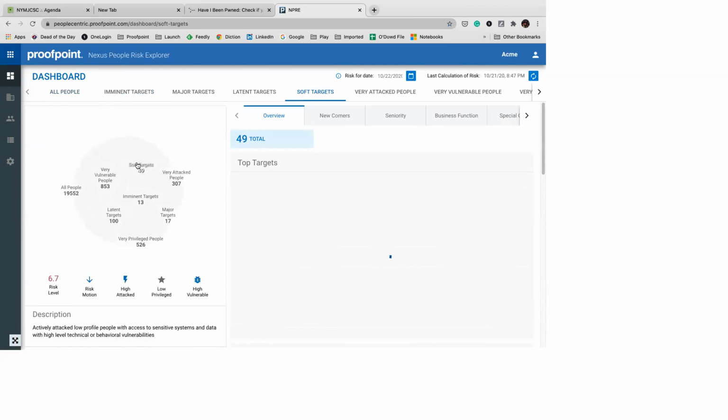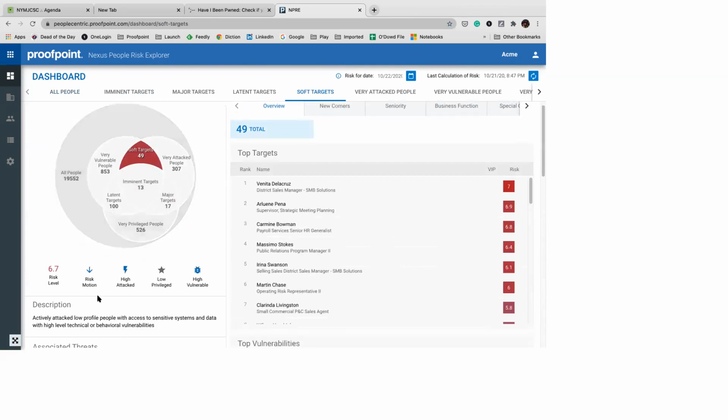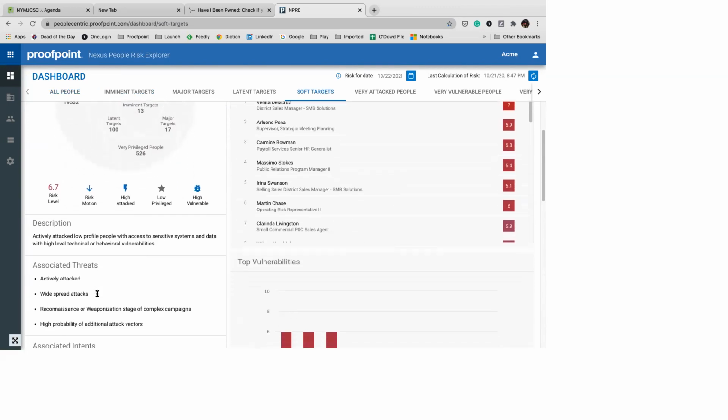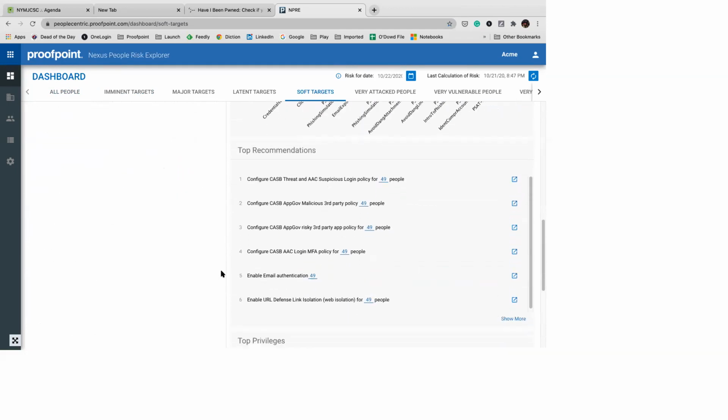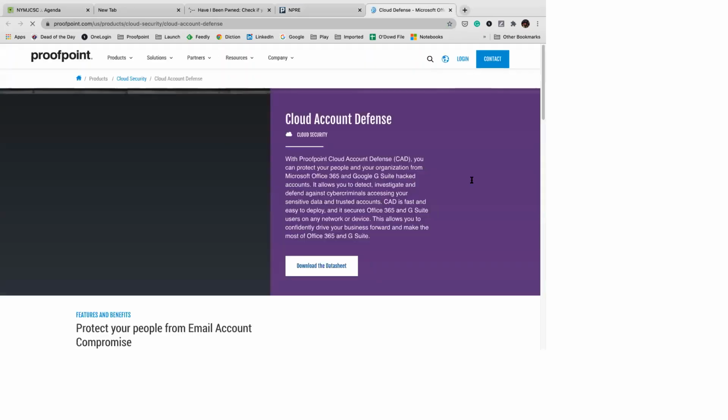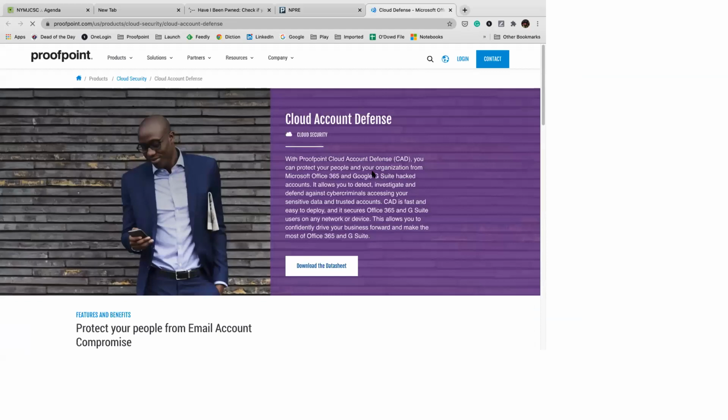So we go back to Giovanni's group, the soft targets, and not only with the individuals, but with these groups, we can see the associated threats, right? And then we can see that also going down, top recommendations. And here's where you would learn how to reduce risks actually related to these people. And it's all in context of these groups. And what's really nifty here is that, if you click next to the action, there's a handy place for a solution if you don't have it.